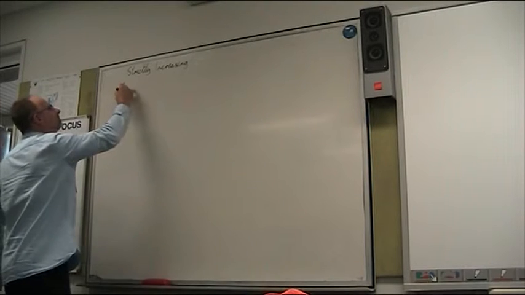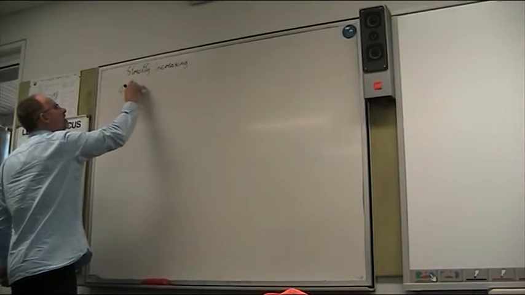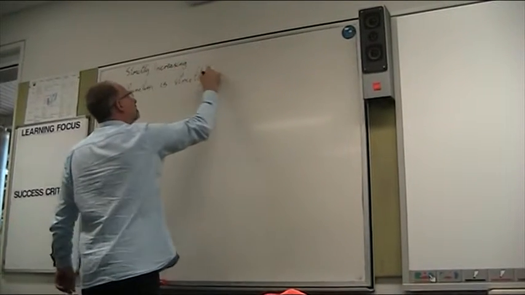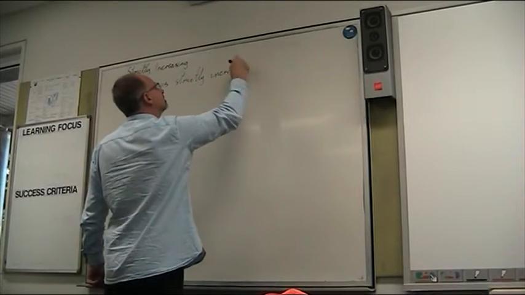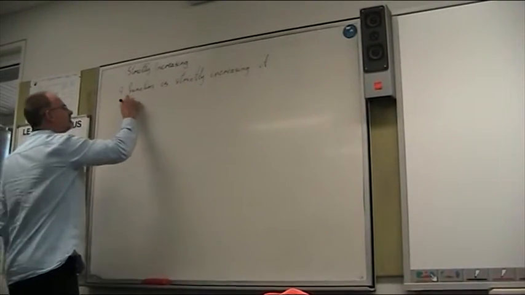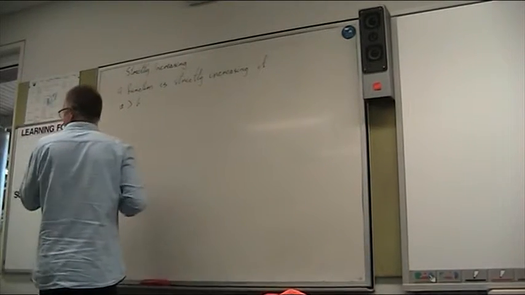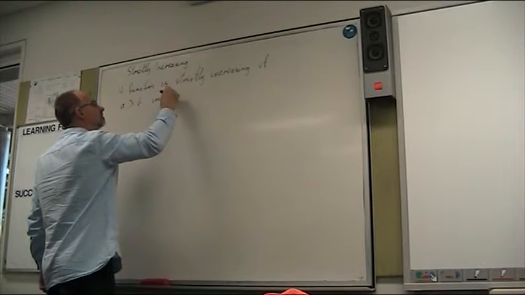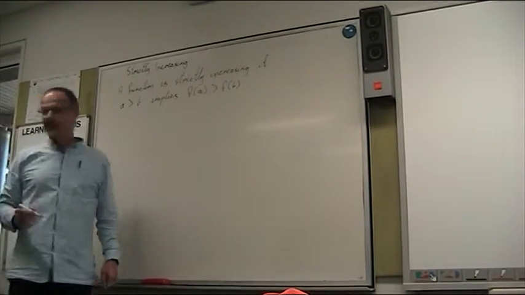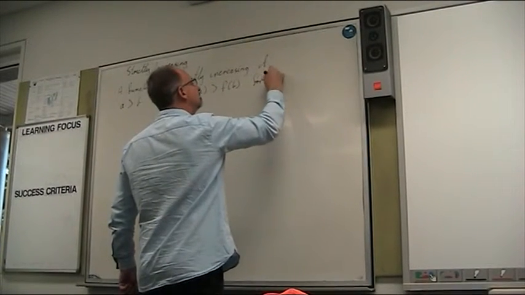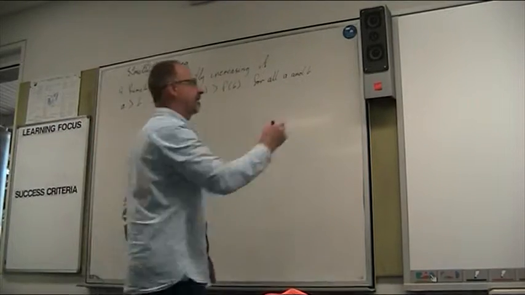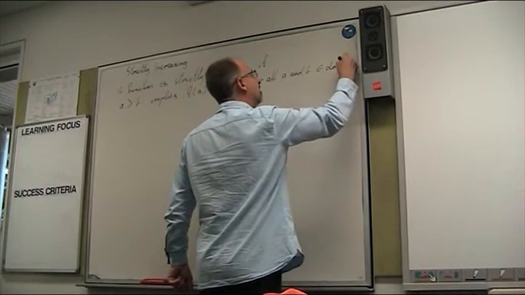I'll write the mathematical stuff. So a function is strictly increasing if A is greater than B, then f of A is greater than f of B, for all A and B, as long as they're, of course, elements of the domain of f.